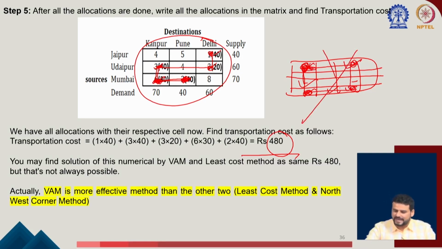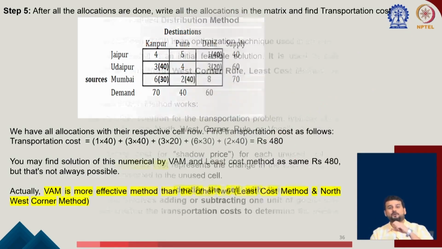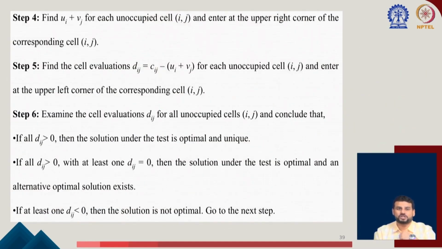So this is not at independent position. This is the meaning of independent position. If I start from an occupied cell, I can take a 90-degree turn only at an occupied cell, right? So there should not be any closed loop. If a closed loop is there, that is not independent position. This is how we can test whether the allocations are done at independent positions or not.